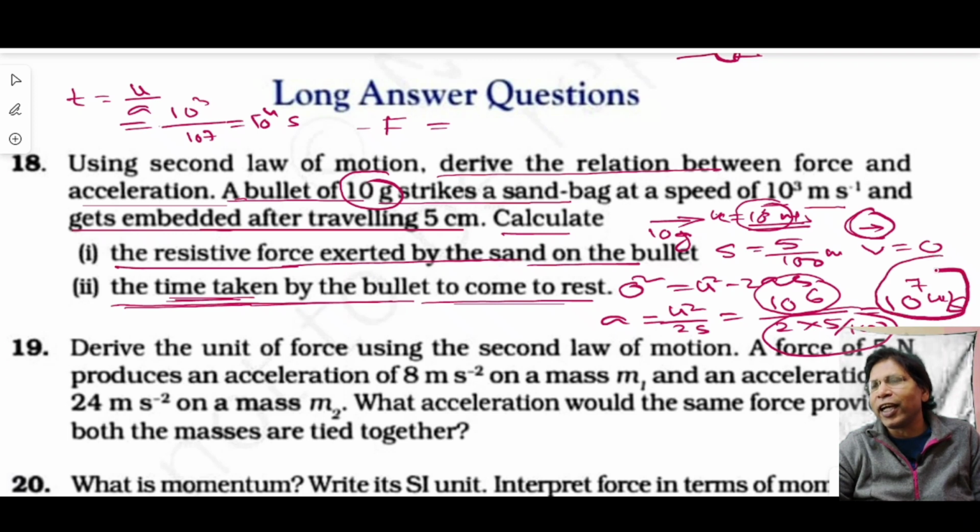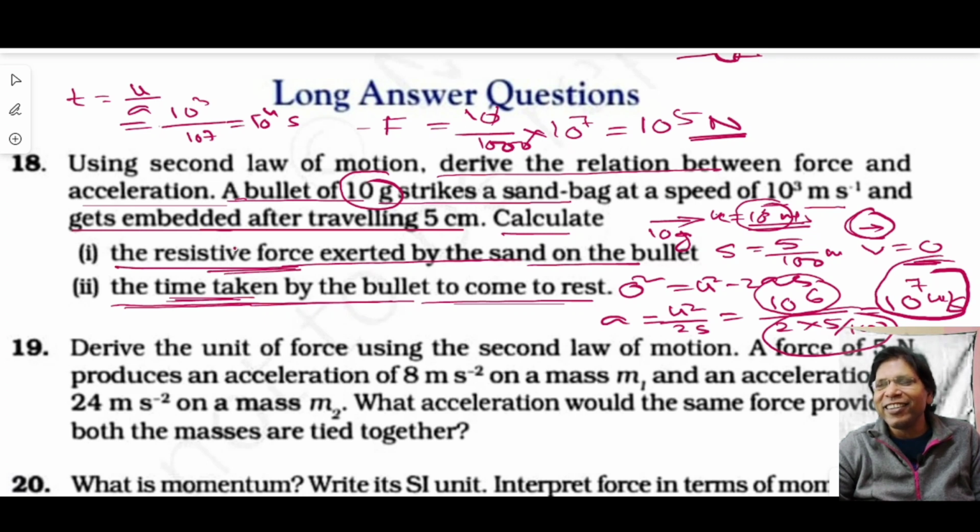Look at this, this is the acceleration. Now mass is 10 gram, which means 10 by 1000 kg, and acceleration is 10 to the power 7. This and this cancel out, so it is 10 to the power 5 Newton, the resistive force acting by the sandbag on the bullet.